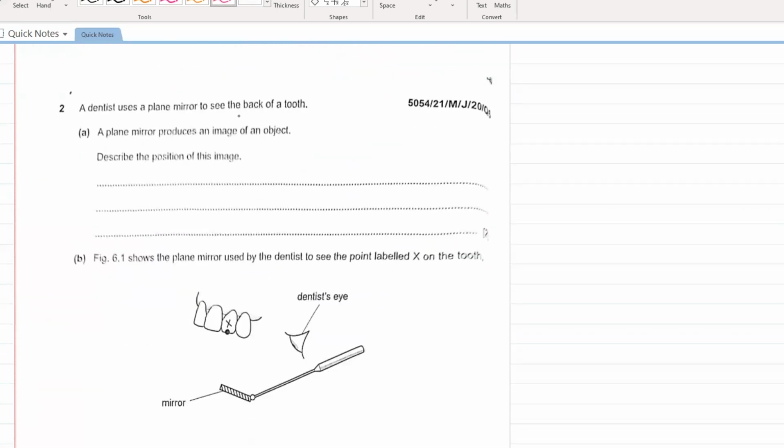A dentist uses a plane mirror to see the back of a tooth. A plane mirror produces an image of an object. Describe the position of this image.